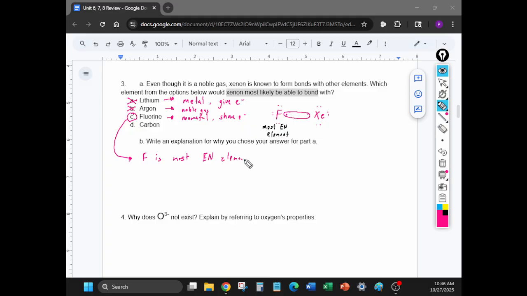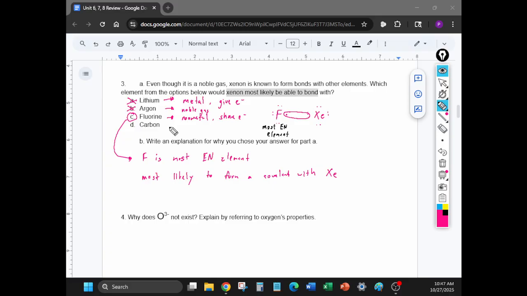Okay, so since it is the most electronegative element, it is the most likely to form a bond, or form a covalent bond with xenon. Okay, because even though xenon's a noble gas, it has a complete shell, it's already happy, but fluorine is like a bully that comes and steals its lunch money. It's going to be like, no, we're going to share. These are our electrons. Okay, they're not yours, they're ours.